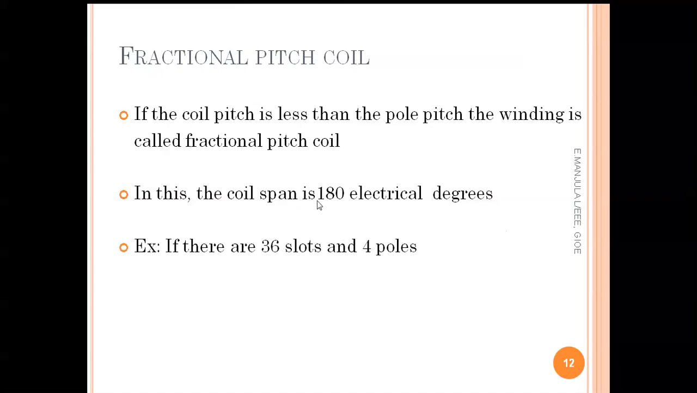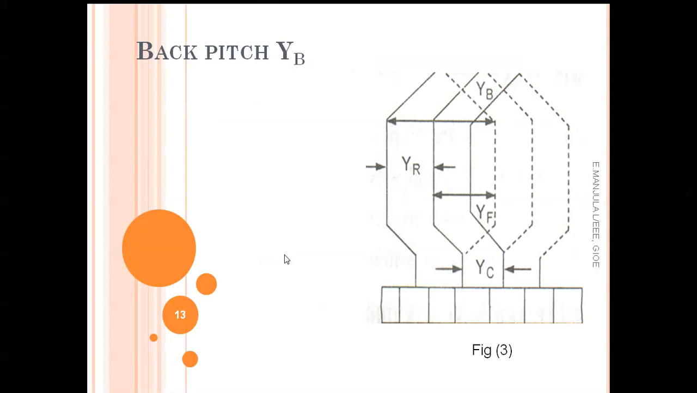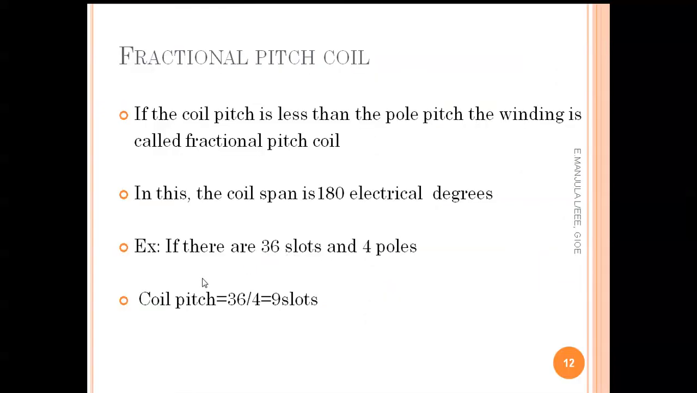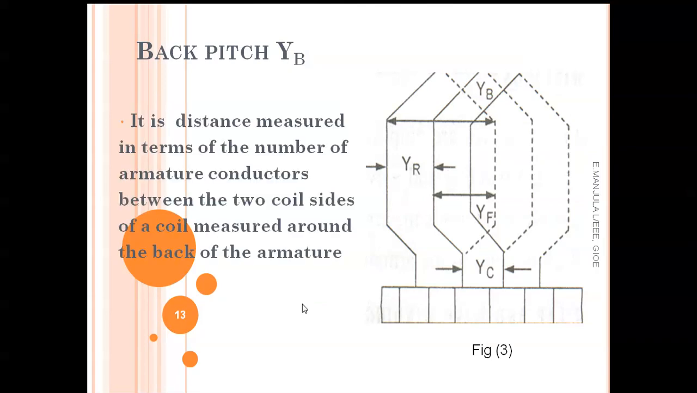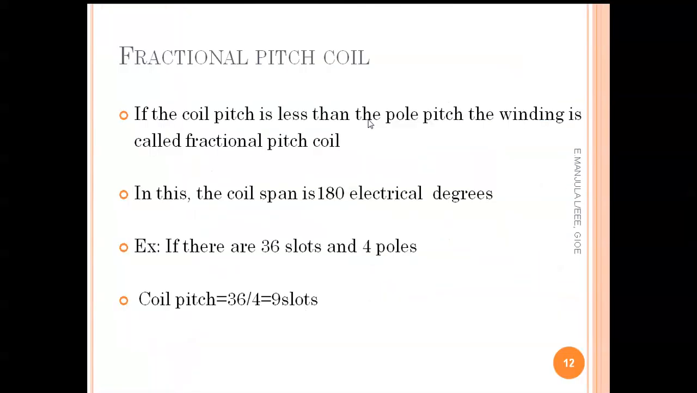In a full pitched coil, the coil span is 180 degrees electrical. Example: if there are 36 slots and 4 poles, the coil pitch is equal to 9 slots. So in the example I told you before in the diagram, the B coil we can take as a fractional pitched coil.